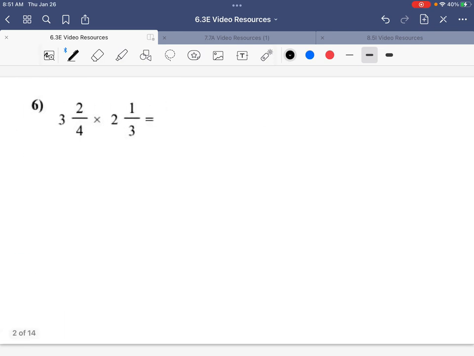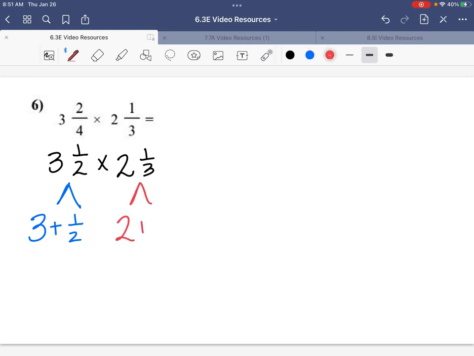So now we have 3 2/4 times 2 1/3. Well, when I look at 3 2/4, I know that 2/4 is the same as 1/2. So I can rewrite this as 3 1/2 times 2 1/3. And now I see that both of my factors have a whole number and a part. So I will decompose the first one into 3 with the extra 1/2. And the second will be decomposed into 2 with the extra 1/3. And that is how I can use it to build my area model.